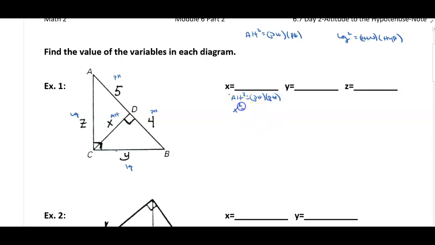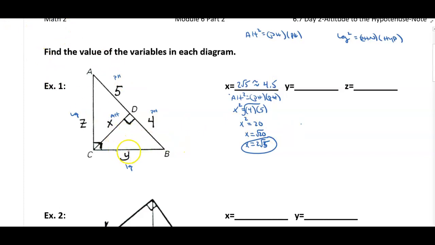So x squared equals one piece of hypotenuse is 4. The other piece is 5. So x squared equals 20. X would be the square root of 20. And right away here, if you go to do that, you would get 2 root 5. Okay, I can't take that to a decimal, so 2 root 5. Or you could say the square root of 20 is about 4.47. So we'll say 4.5.